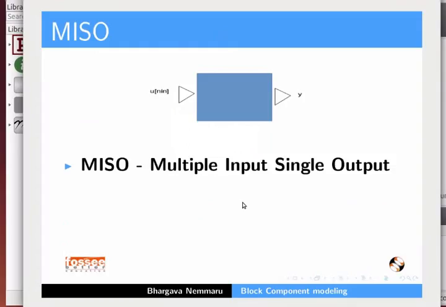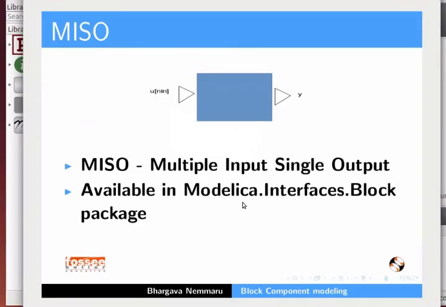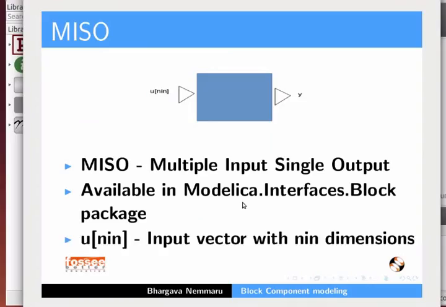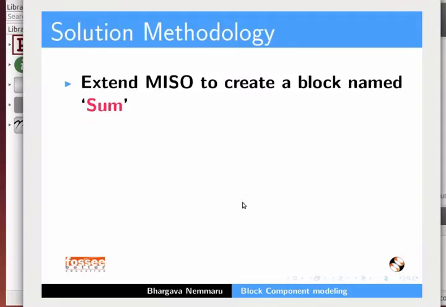Modelica library already has a block named MISO that stands for multiple input, single output. It is available in Modelica.Blocks.Interfaces package. The input to this block, u, is a vector since it can accept multiple signals as input. y is the output, which is a scalar. Let us now discuss how to solve our problem using OMEdit.